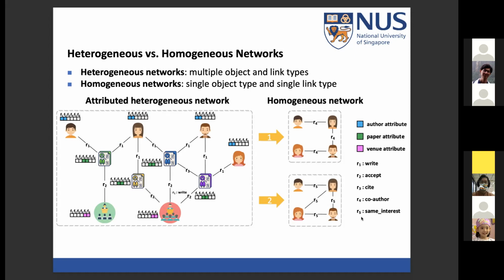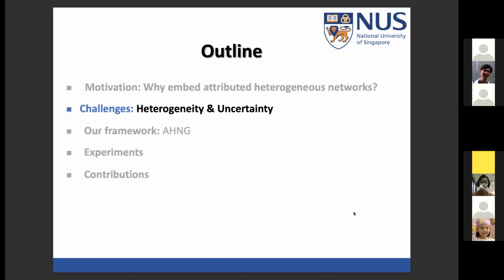The upper is a homogeneous network mapped based on the collaborative relationship between the authors, and the network below is mapped based on the author's research fields. That means generally the network we study is a homogeneous network, which is mapped from the attributed heterogeneous network.